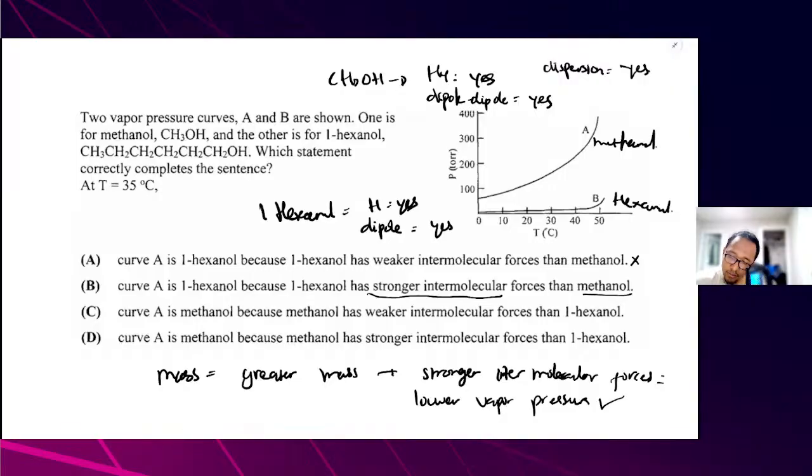So curve A is methanol, because methanol has weaker forces. This one is also correct. So the answer probably is C. The answer probably is C. Yes, that's true.